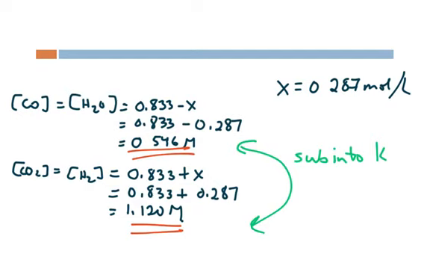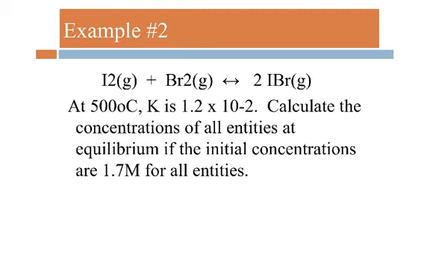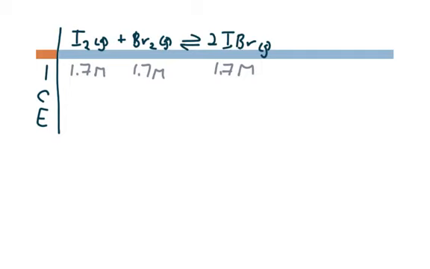All right, example number 2, we've got I2 gas plus Br2 gas in equilibrium with 2 IBr gas at 500 degrees Celsius. K is 1.2 times 10 to the negative 2. We want to calculate the concentrations of all entities at equilibrium if the concentrations initially are 1.7 moles per liter for all entities. So you can pause here and get this one started all by yourself. So here's our ice table with our setup.